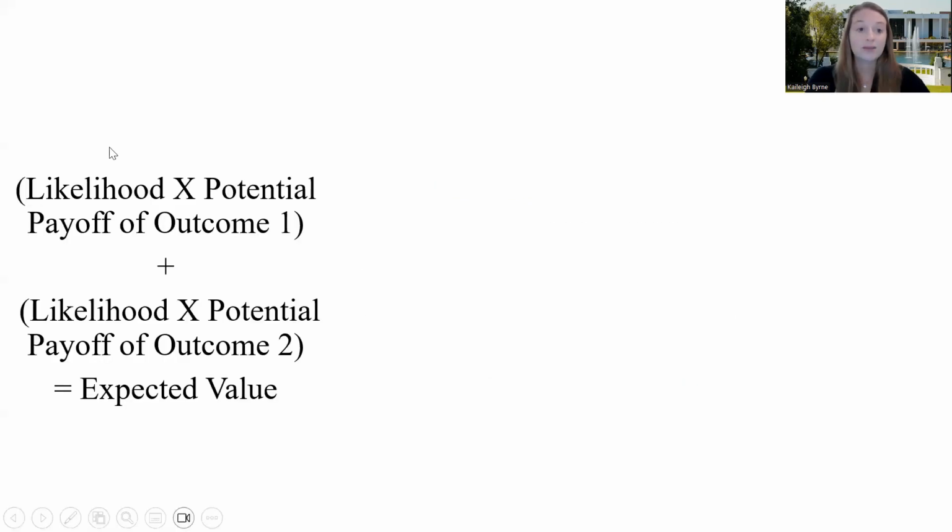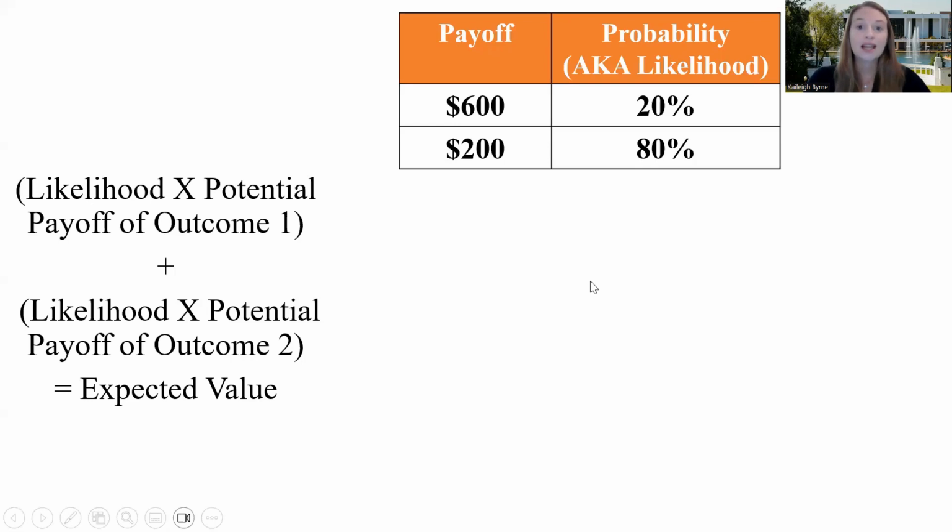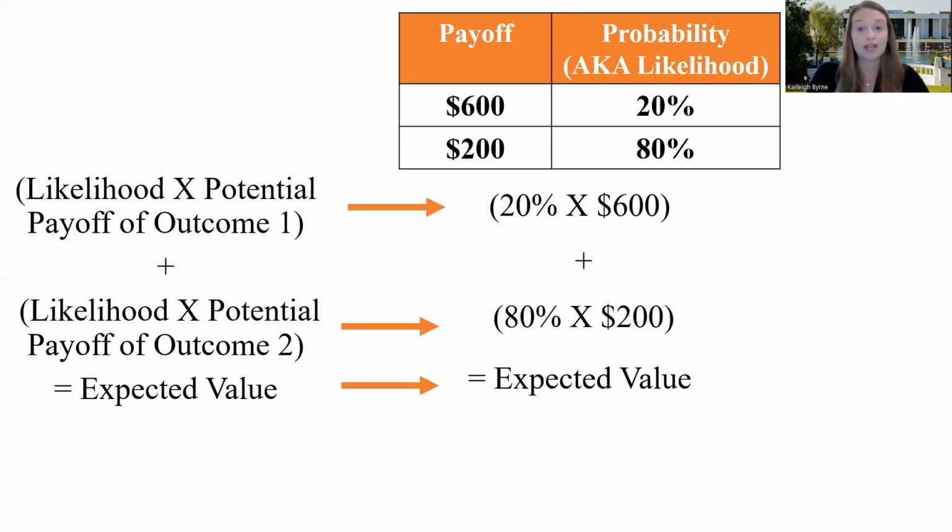So, how does it work? Let's go to a visual. Calculating expected values is actually quite simple. We take the likelihood of each possible decision outcome and multiply it by the potential payoff and then add them up. So let's say that we're deciding whether or not to invest in this potential opportunity. And this opportunity has two potential outcomes. The first potential outcome is a 20% chance of $600, and the second is an 80% chance of $200. If we multiply those two together and add them up, we will get our expected value.